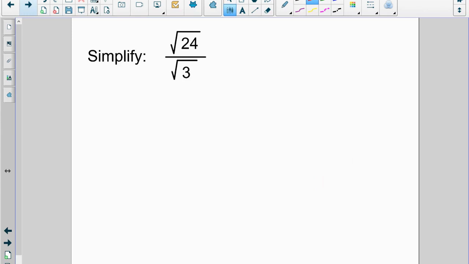Let's look at one more example of how we're using that quotient rule. In this one, we have a square root on the top and a square root on the bottom. Neither one of those is a perfect square, so instead, let's combine them and see if that's helpful. We take the numerator and the denominator and put them into one square root with one fraction inside of it, and we get the square root of 24/3.